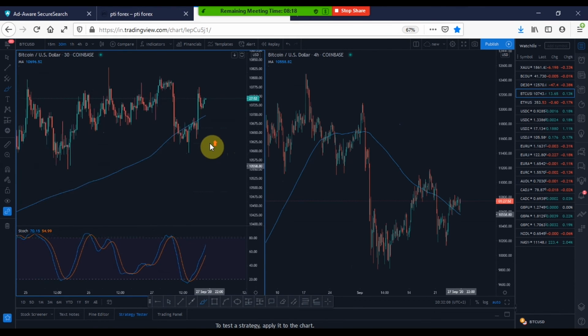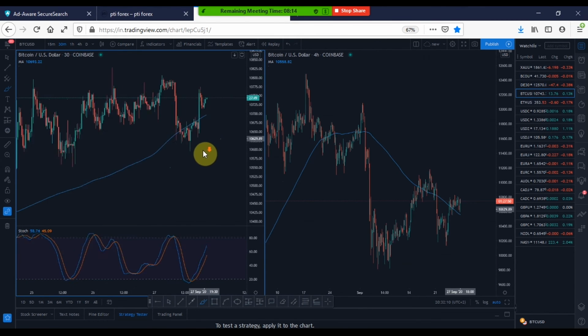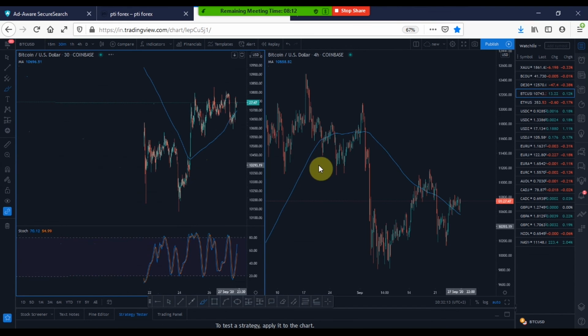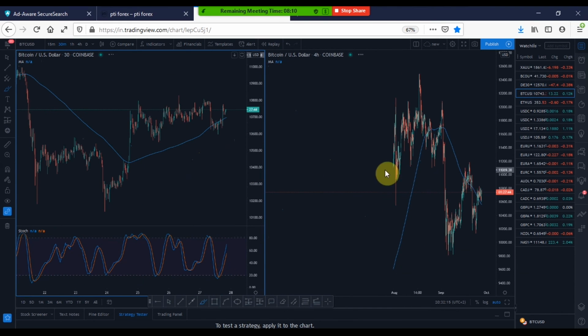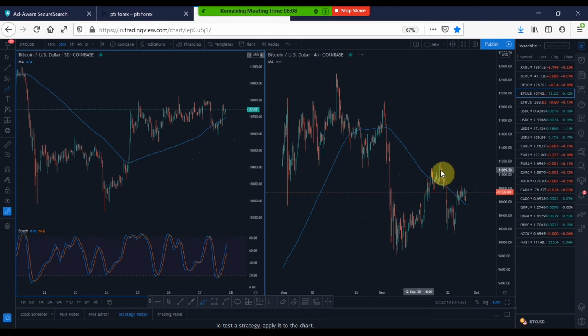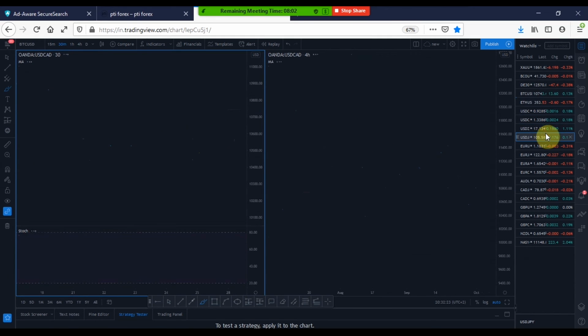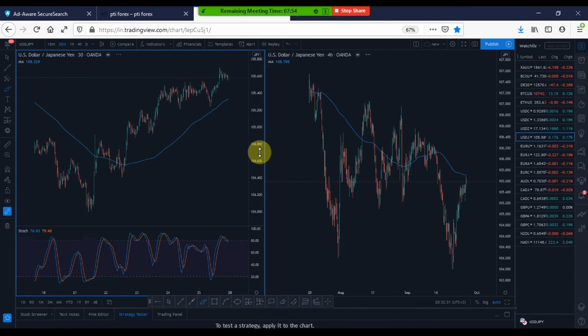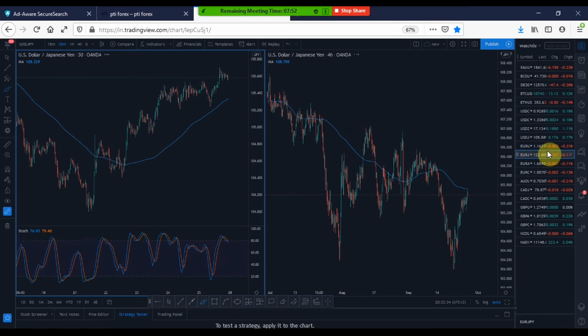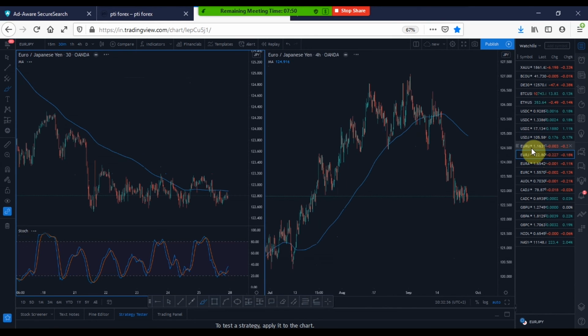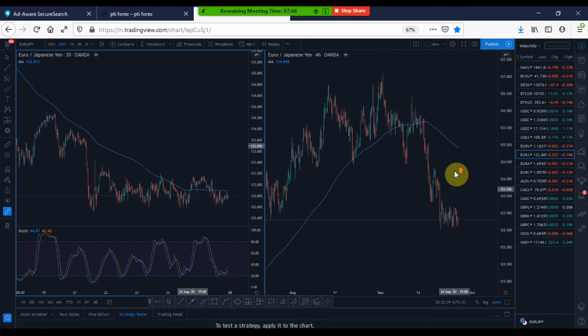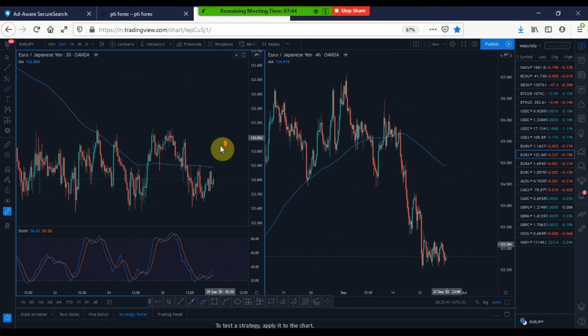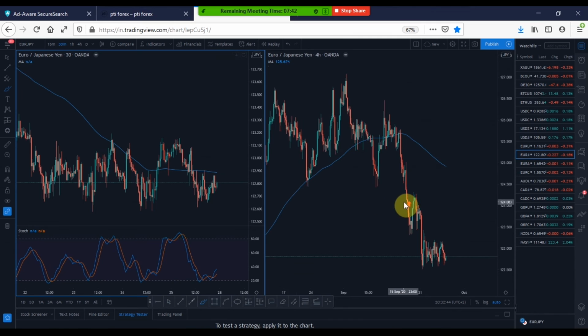Okay, this one is Bitcoin USD. Okay, we looked at USD CAD. A perfect pair. Okay, we are from here. Okay, here is another interesting one.